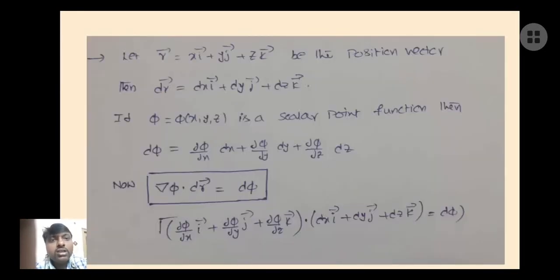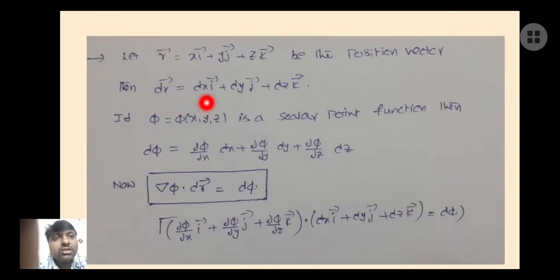Now I go through the next one. Let r bar be a position vector. r bar is equal to x i bar plus y j bar plus z k bar, where i bar, j bar, k bar are the unit vectors in the direction of x, y, z. So I am calculating the derivative of the position vector, dr bar.